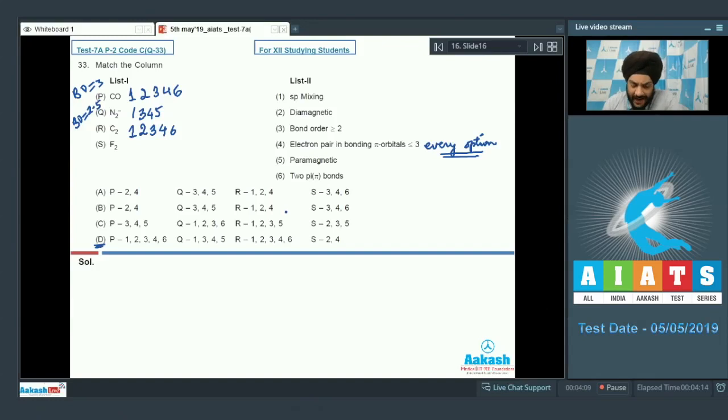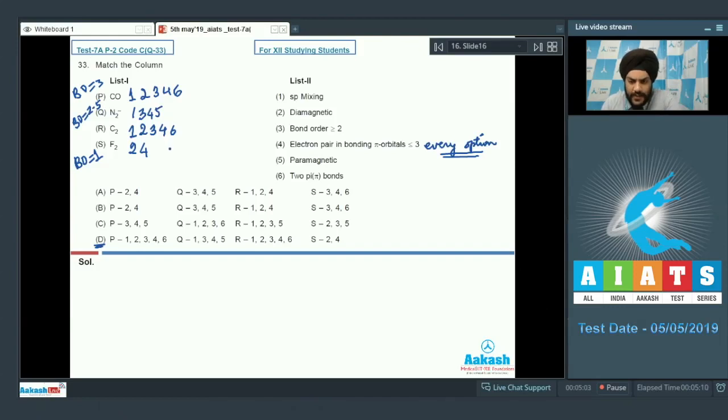If you look at the S option now, we have F2. So F2 has a bond order equal to 1. It does not have sp mixing, 1 will not be a match. It is diamagnetic, 2 will be a match. Bond order is not more than 2 or equal to 2. So 3 will not be a match. 4 will be a match with every option. If we talk about the fifth option, it is diamagnetic. So the paramagnetic option will not be a match.